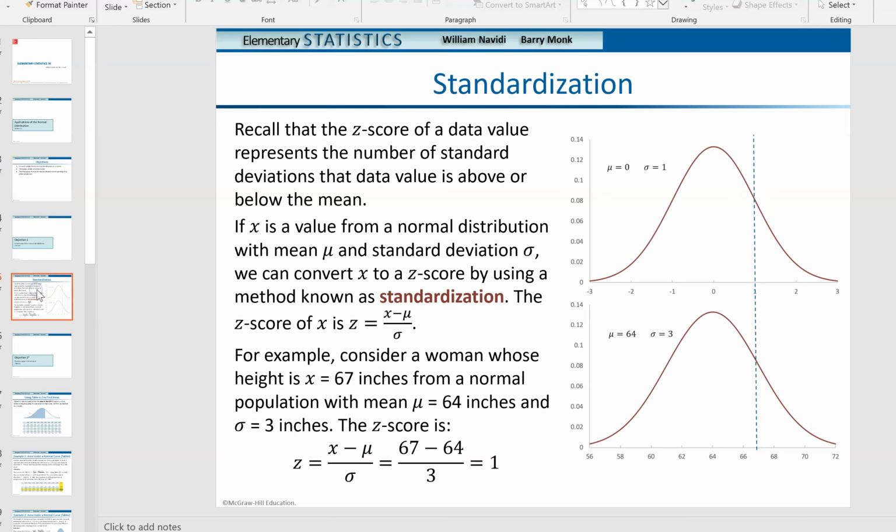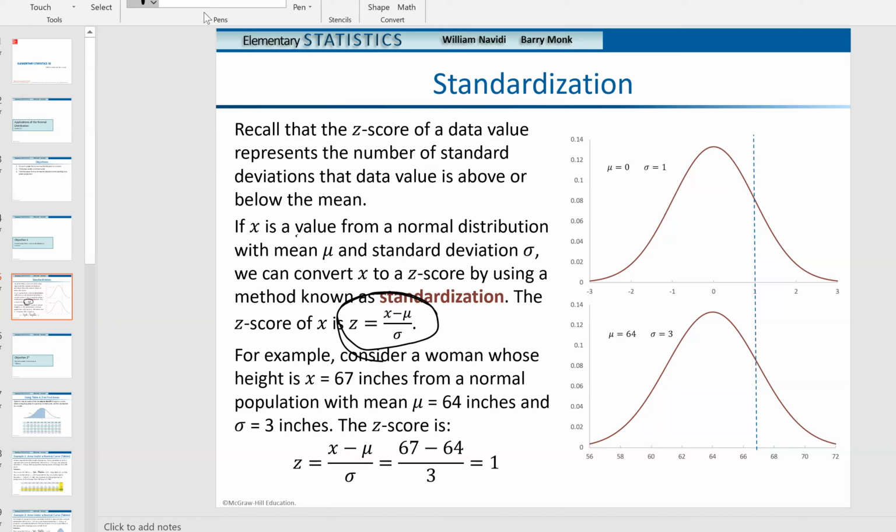Recall that the z-score of a data value represents the number of standard deviations that data value is above or below the mean. If x is a value from a normal distribution with a mean and a standard deviation, we can convert x to a z-score by using a method known as standardization. The z-score of x is z equals x minus mu divided by sigma. So this is an important formula right here. You want to write this down.